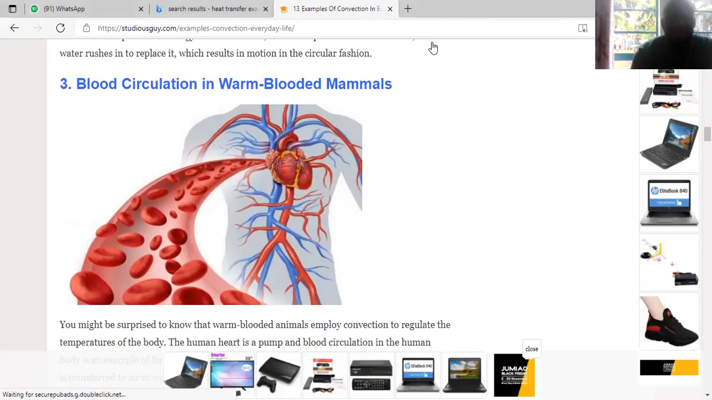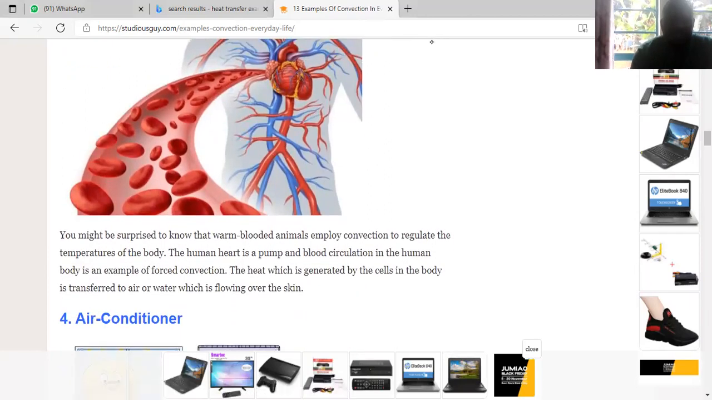Let's talk about blood circulation in warm-blooded animals. You might be surprised to know that warm-blooded animals employ convection to regulate their body temperature. The human heart is a pump, and blood circulation in the human body is an example of forced convection. The heat which is generated by the cells in the body is transferred to the air or water flowing over the skin.